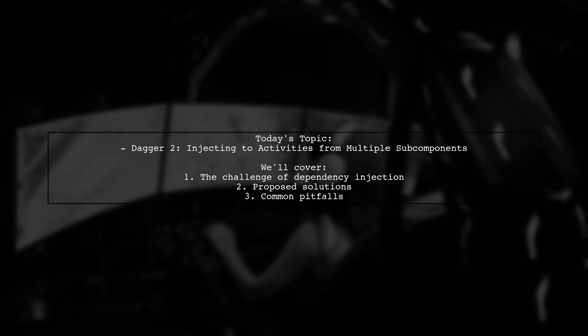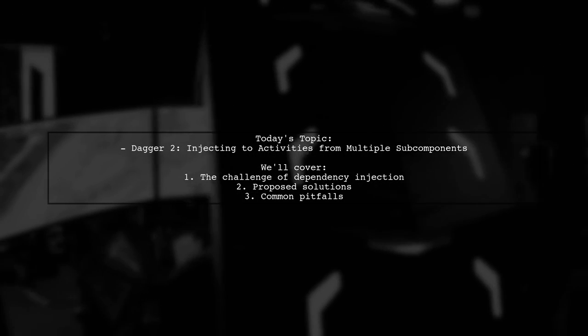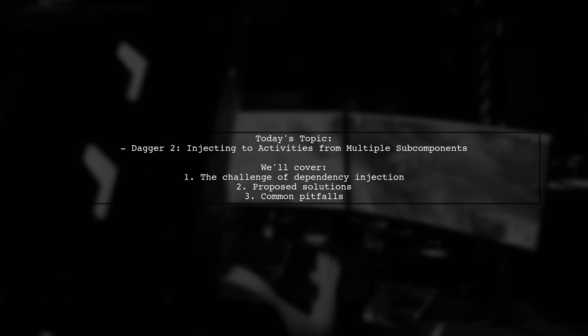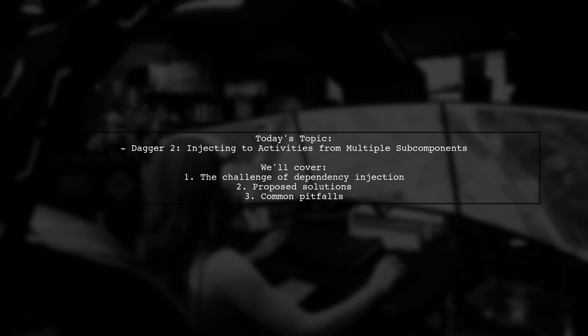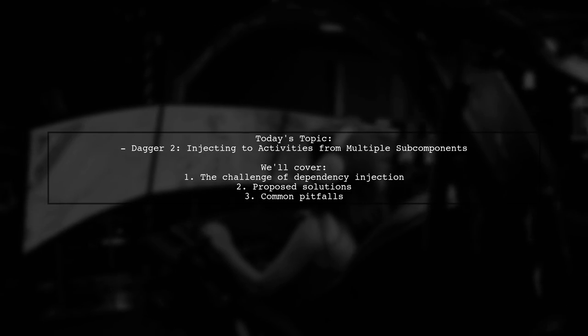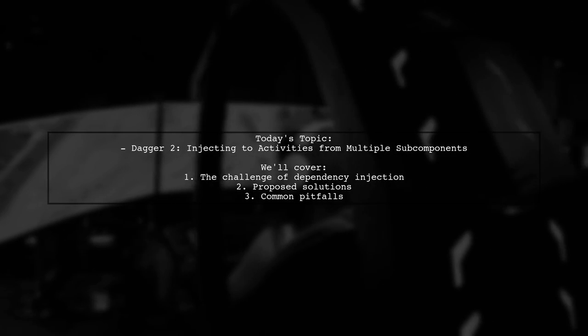Welcome to our Tech Explainer video. Today we're tackling a complex question from a developer working with Dagger 2. The question revolves around injecting dependencies into activities from multiple subcomponents. Let's break it down.